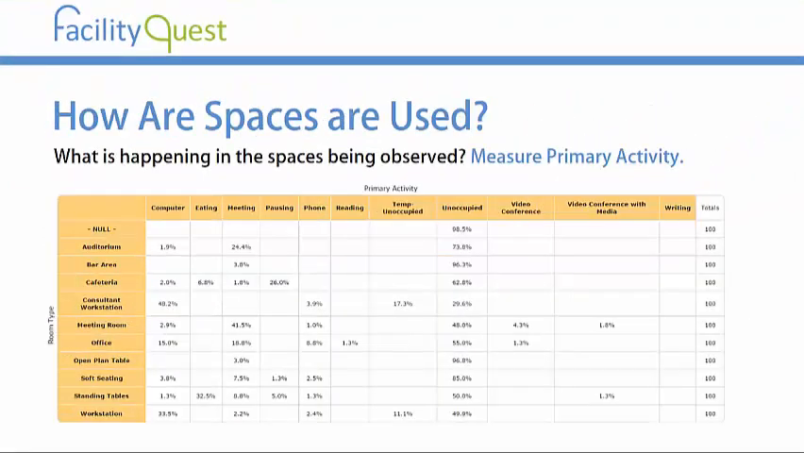So that's a brief summary of utilization reports, and there's a similar group of instant reports that answer many questions about the primary activity in each space type.